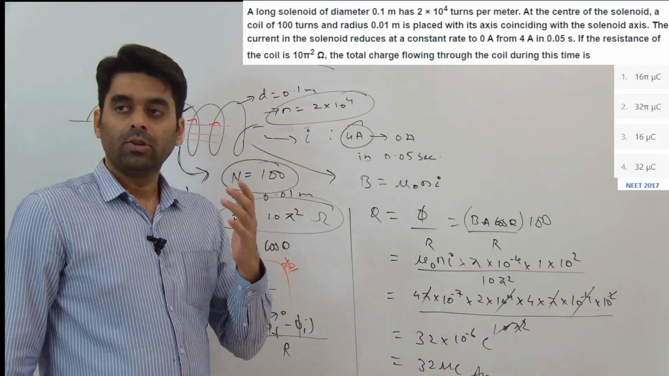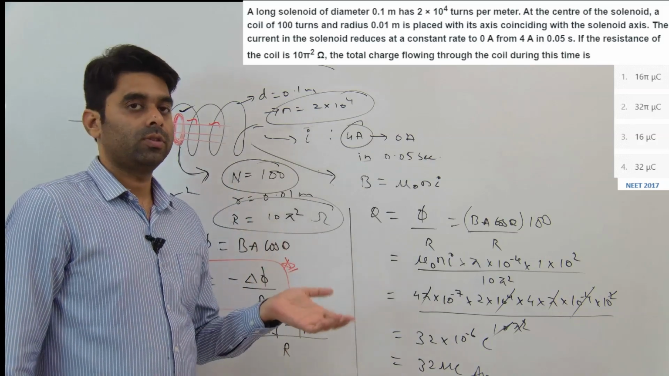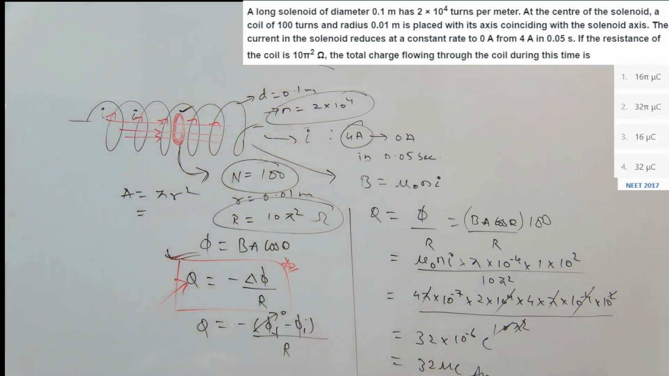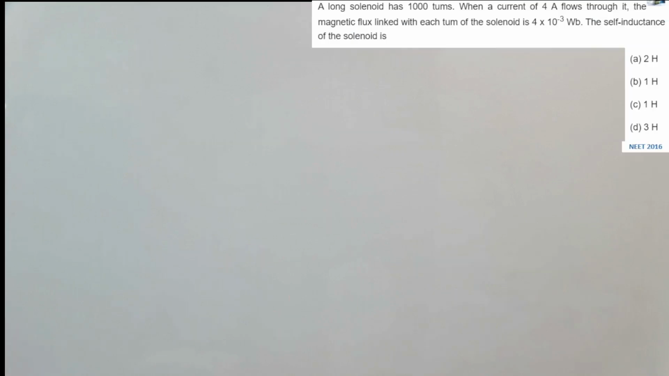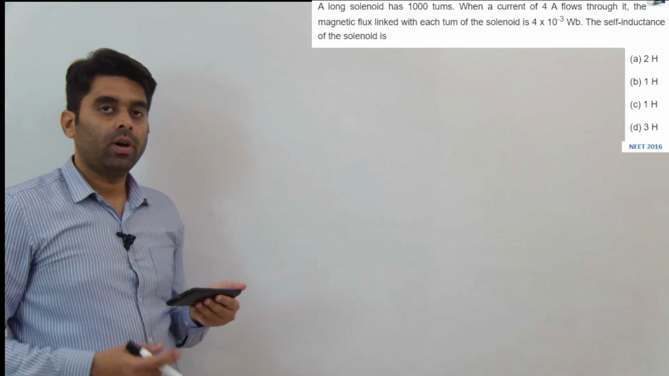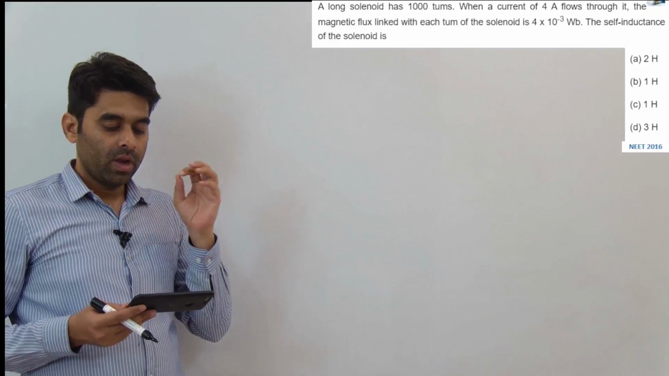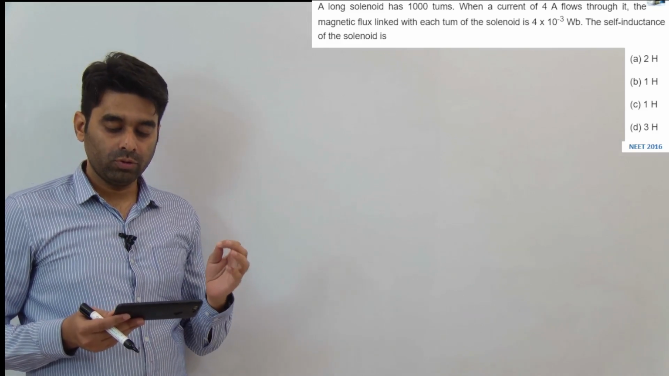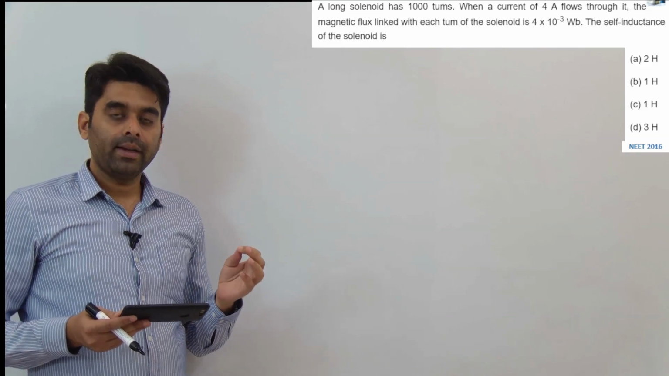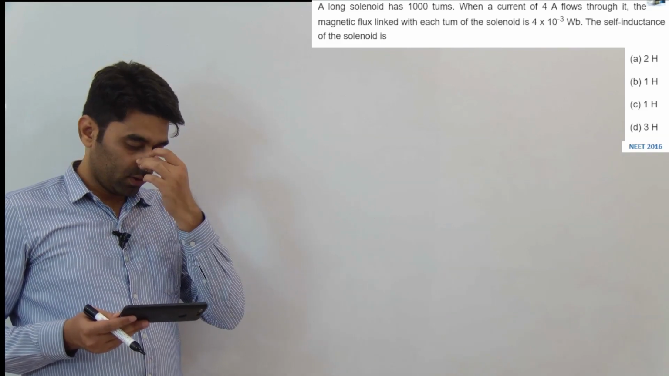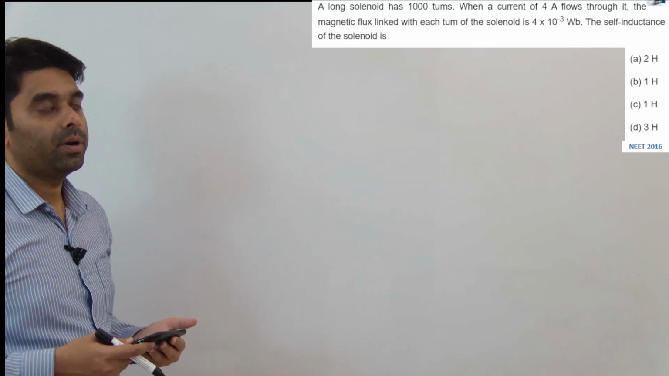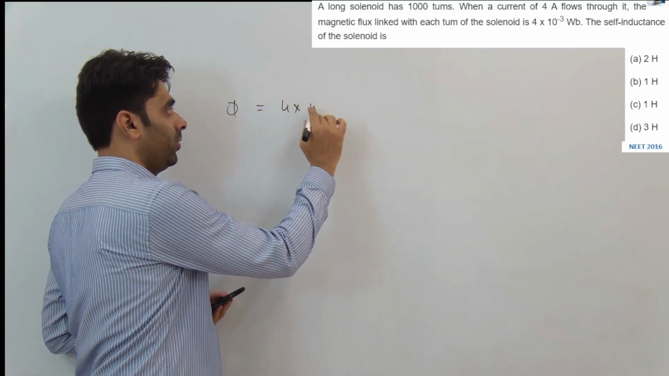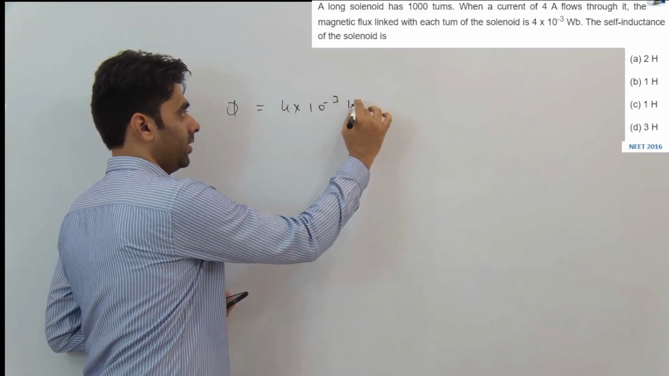Last question. Over here we have reached 2017. Let us solve it. So we have reached our last question. It says a long solenoid has 1000 turns. When a current of 4 ampere flows through it, the magnetic flux linked with each turn of the solenoid is 4 into 10 power minus 3 Weber. So phi is 4 into 10 power minus 3 Weber.